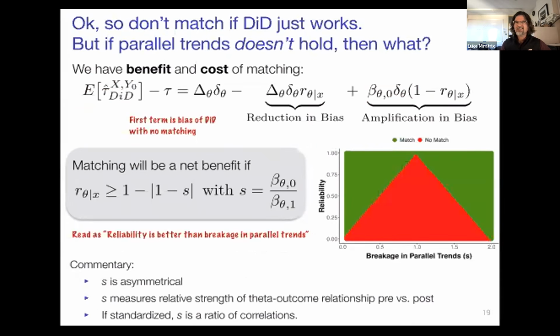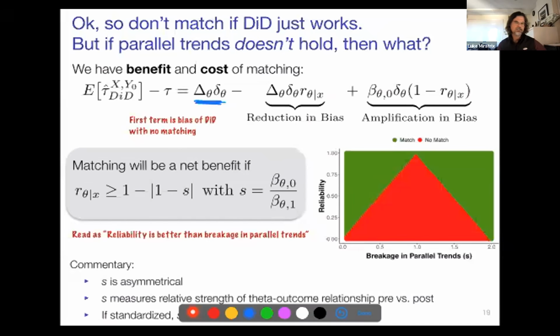But if parallel trends doesn't hold, then how do you make this choice? And so we have this benefit and a cost of matching. And so this equation at the top gives you a breakdown of that benefit and the cost. So I'm just rewriting the prior equation, and we can say, here is our original diff-in-diff bias. If we just did diff-in-diff with nothing else, that's our bias. And then we could subtract off the second term, our reduction in bias, and then we're adding an amplification in bias term at the end. And so it really is a question of, is the reduction a bigger term than the amplification?